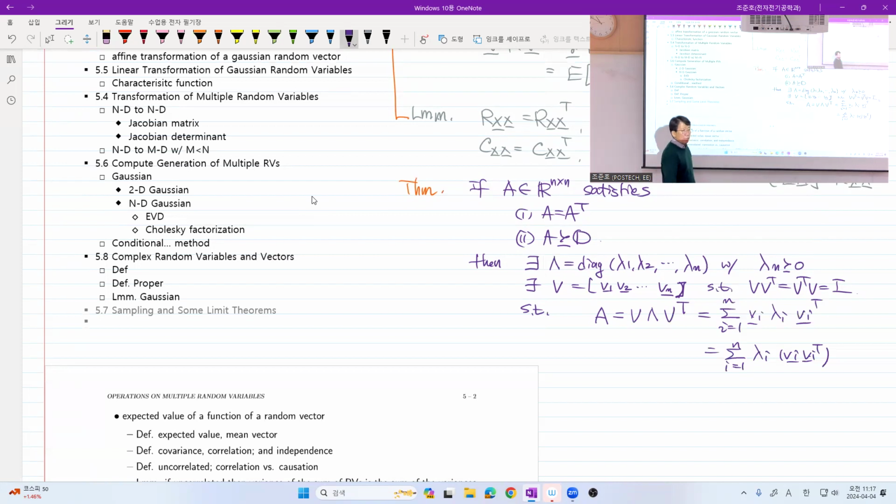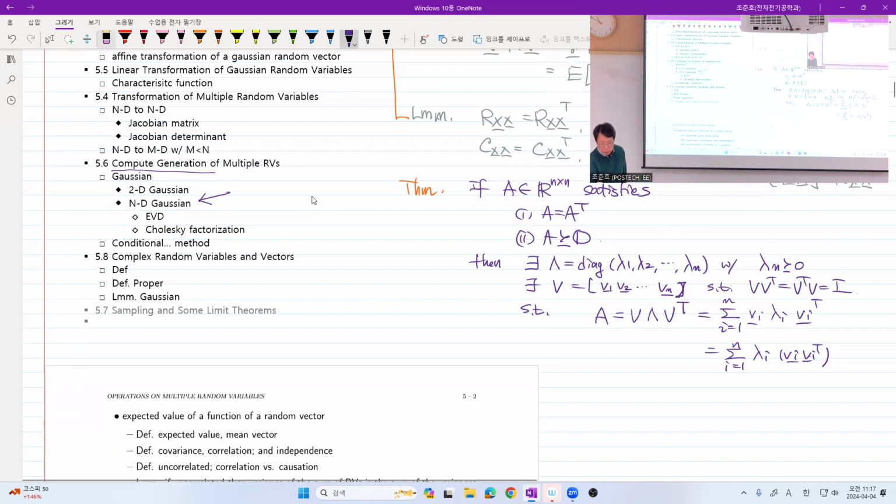So what does that mean? A real random vector has positive semi-definite covariance matrix and correlation matrix that allow orthonormal eigenvalue decomposition. Got it? This is very important for what? When we try to computer generate, especially, an n-dimensional Gaussian random vector. We will see later.